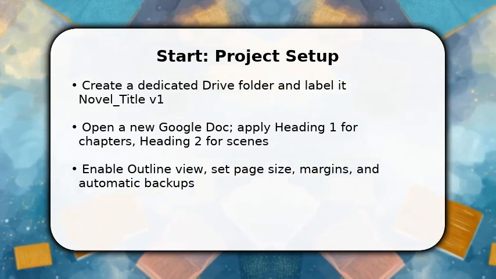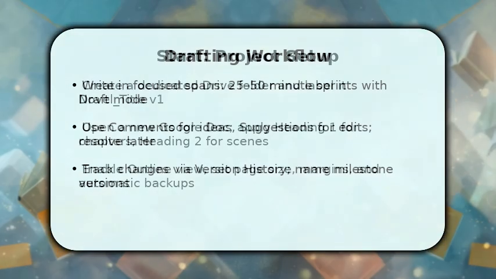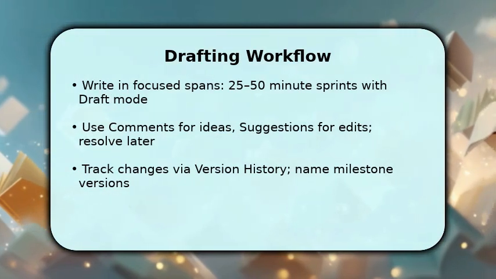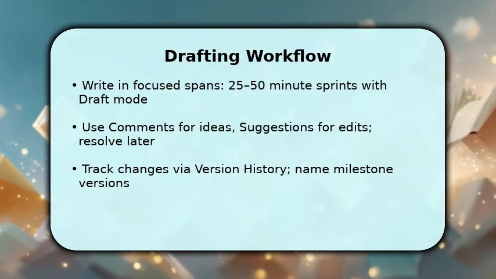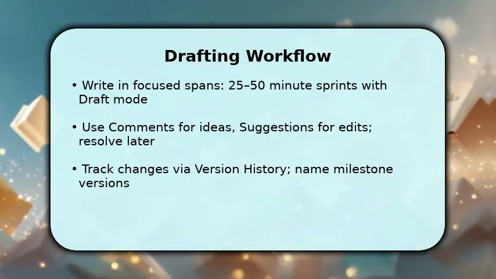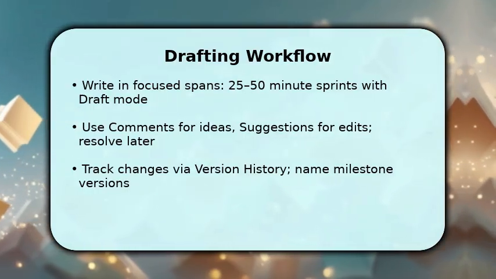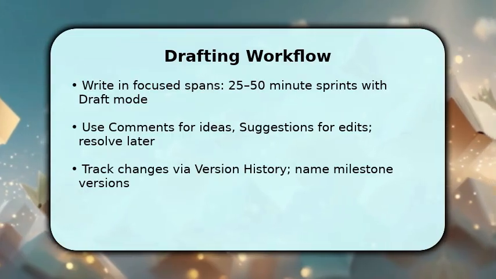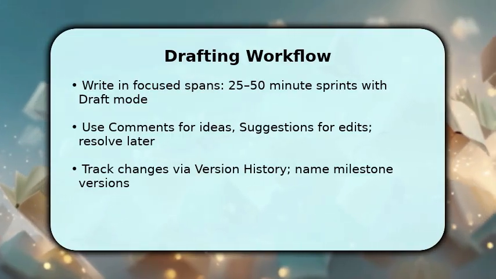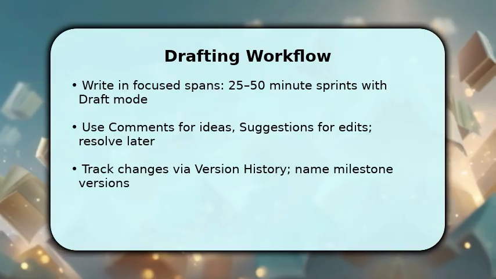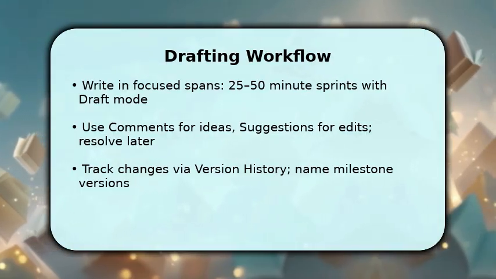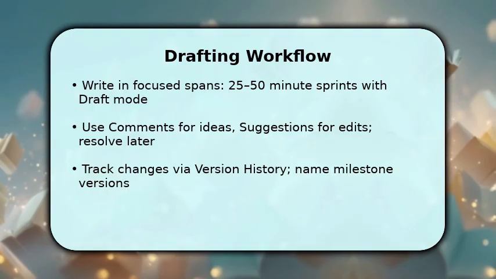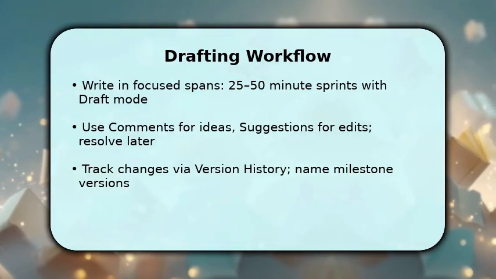You now enter the drafting rhythm. Work in focused time blocks and write without self-editing. Use comments to stash ideas and suggestions when you or a beta reader propose edits. Use keyboard shortcuts for speed. Apply heading styles as you add chapters so the outline stays navigable. Periodically open version history and name milestone versions. That way you can revert if a major rewrite goes wrong.